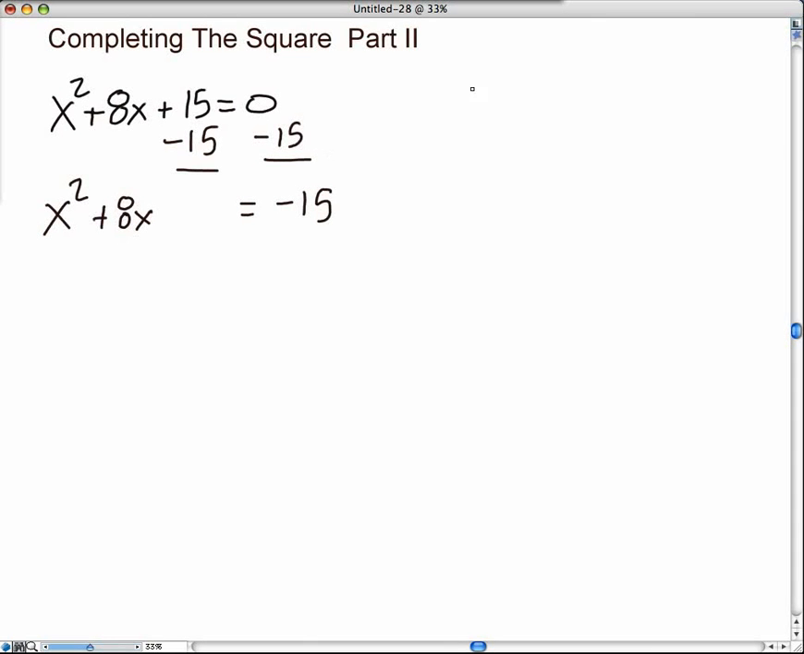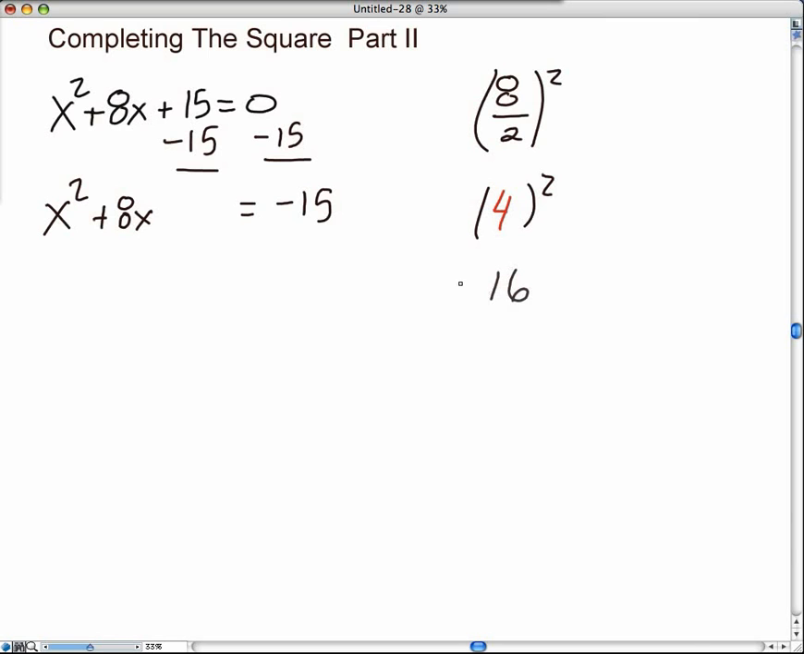Second step is to take this 8 and divide by 2, and then square it. We're always going to divide by 2, and we're always going to square it. Now, when we do that, 8 divided by 2 gives me 4. And I write it in red because we're going to use it pretty soon. And then 4 squared gives me 16.